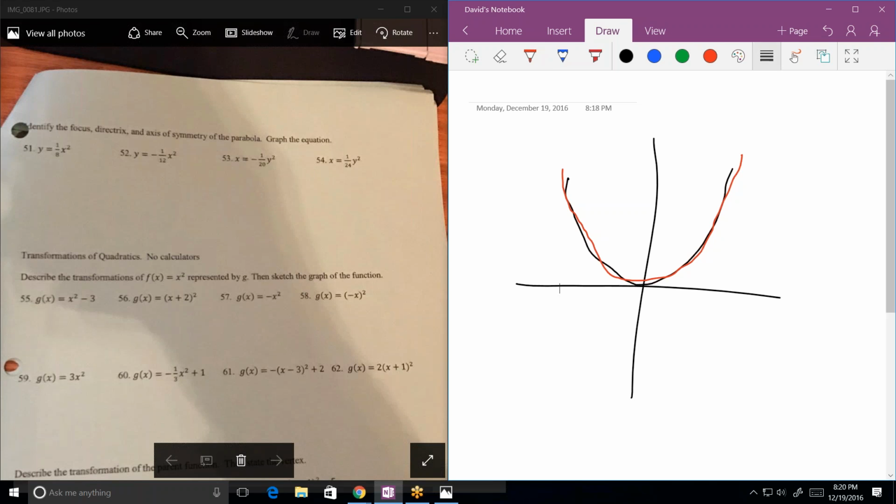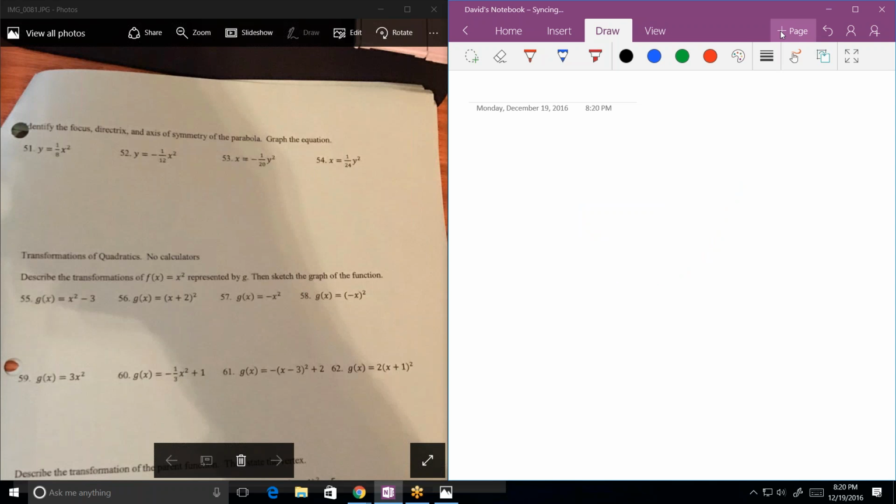59 would be a vertical reflection, would it? No, because all reflections require minus signs. In other words, the last 2 problems had a leading minus sign, which is a vertical reflection, and this has a minus sign inside the function, so that's a horizontal reflection. You can't have reflections without minus signs.